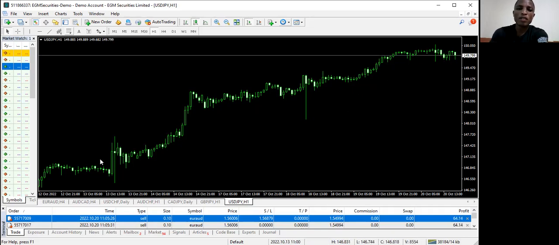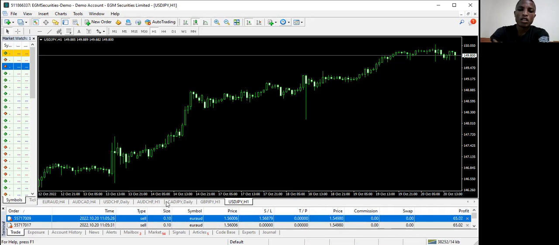Instead of you trying to figure out how to draw the supply and demand zones, the system does all the work for you. Also, we have what you call pip count. The pip count does all the mathematics needed for you to know how many pips you are up or down, whether negative or positive, in this particular market.